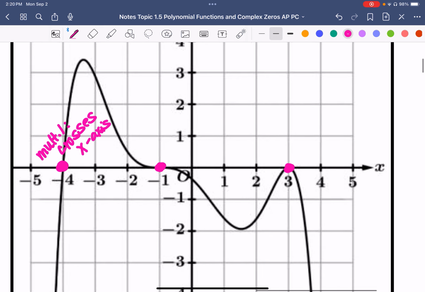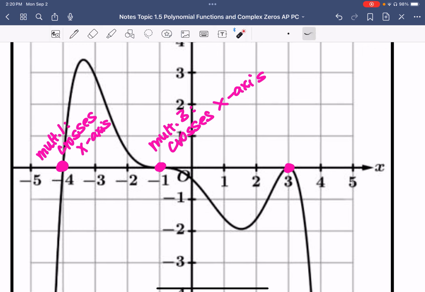Now, at x equals negative 1, we said there was a multiplicity of 3. I see that this one also crosses the x-axis, but this one does look a little bit different than multiplicity 1 because multiplicity 1 was just a straight line, and I see this one is a little curvy. So why is that the case?